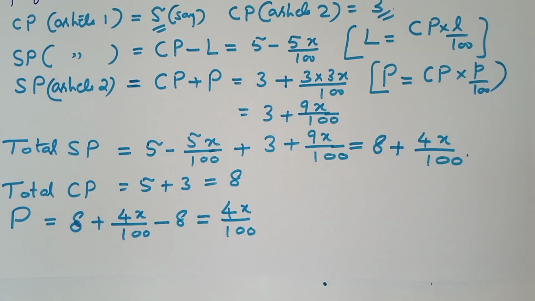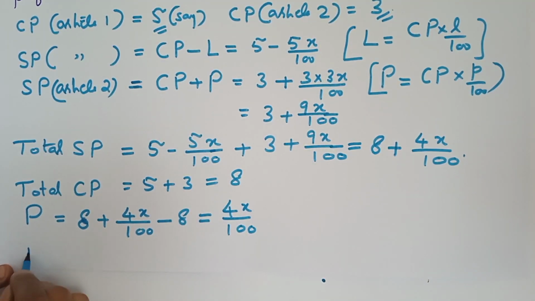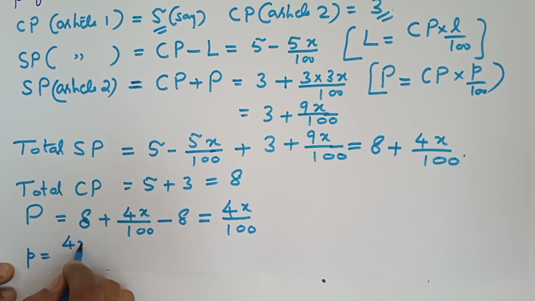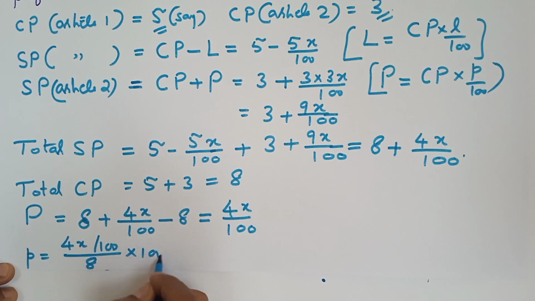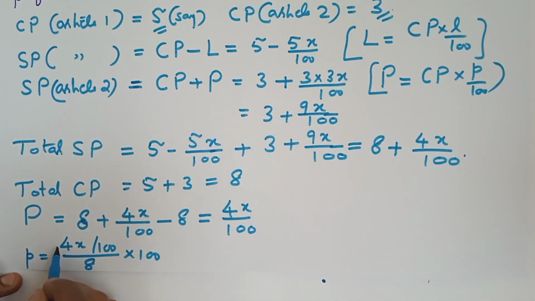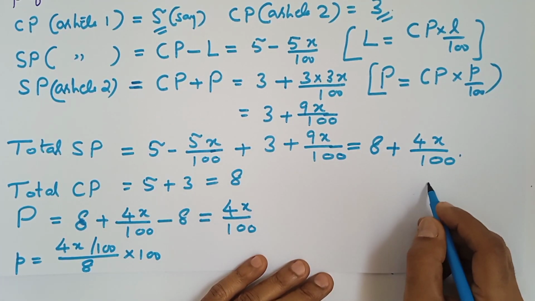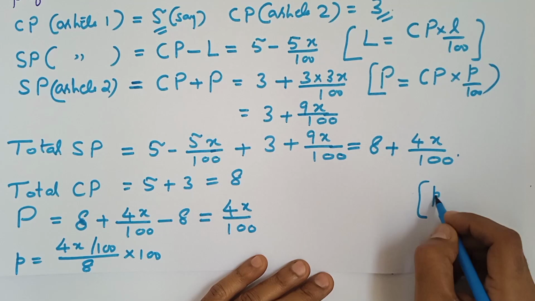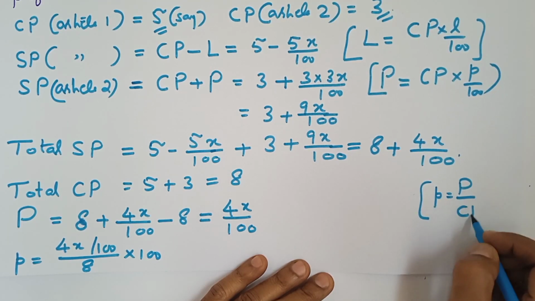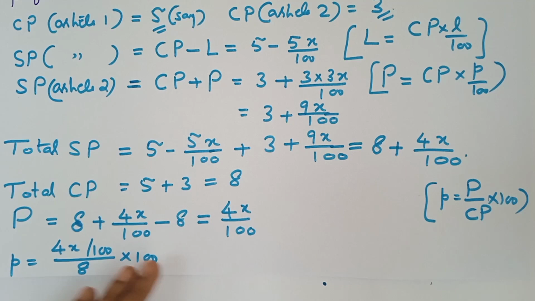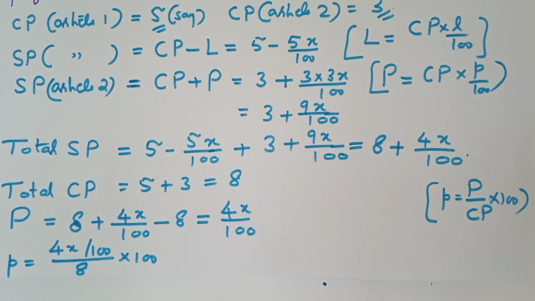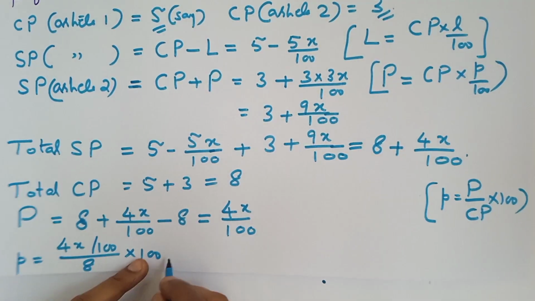Now how do you convert that into percentage? Overall percentage, that's P, is equal to 4x by 100 by total CP, which is 8, into 100. I hope you follow this. This is the absolute profit. Maybe I'll write it again. This is the one we used here. All these things are there in my video on the basic stuff. Now simplify this.